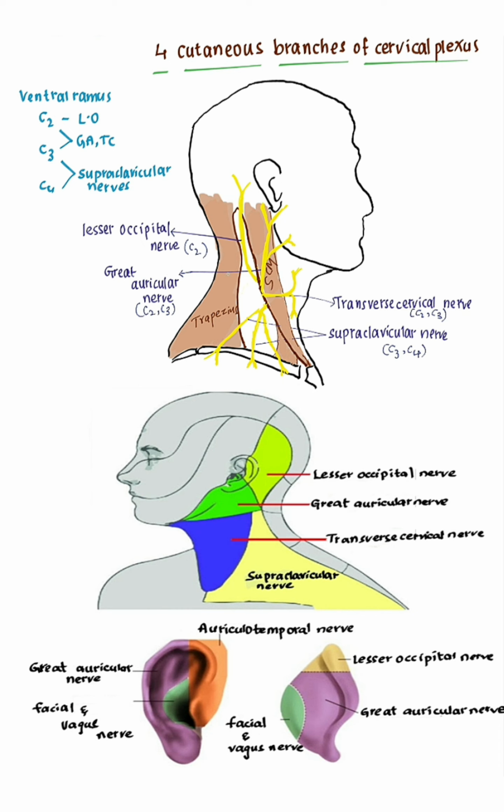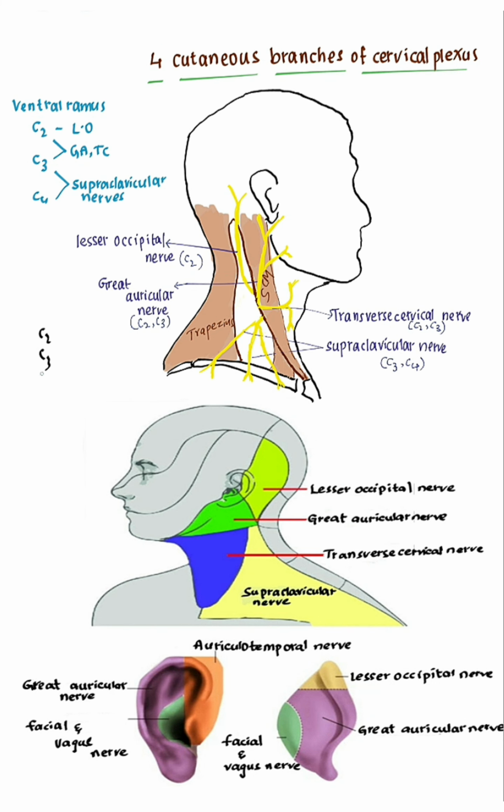Supraclavicular nerve. It arises from ventral rami of C3, C4 nerves. It passes downwards and divides into three branches: medial supraclavicular nerve, intermediate supraclavicular nerve, lateral supraclavicular nerve. Medial supraclavicular nerve supplies the skin over manubrium till manubriosternal joint. Intermediate supraclavicular nerve supplies the skin of first intercostal space. Lateral supraclavicular nerve supplies the skin over upper half of the deltoid muscle.